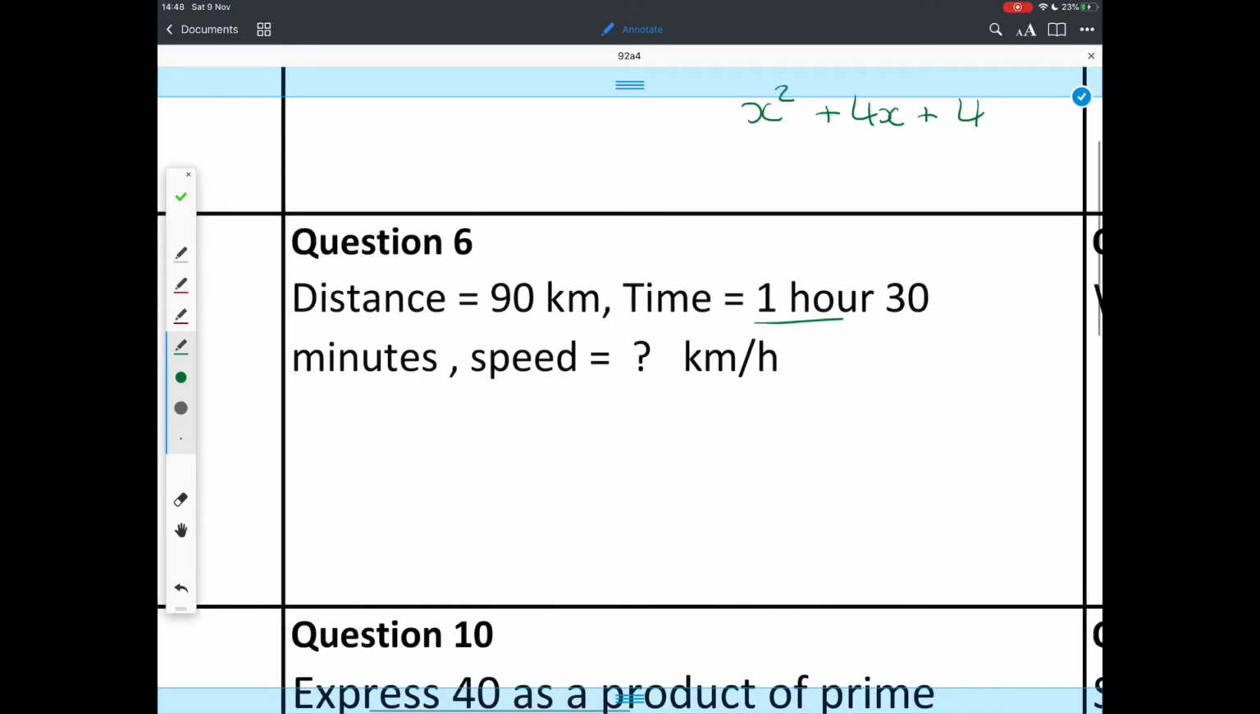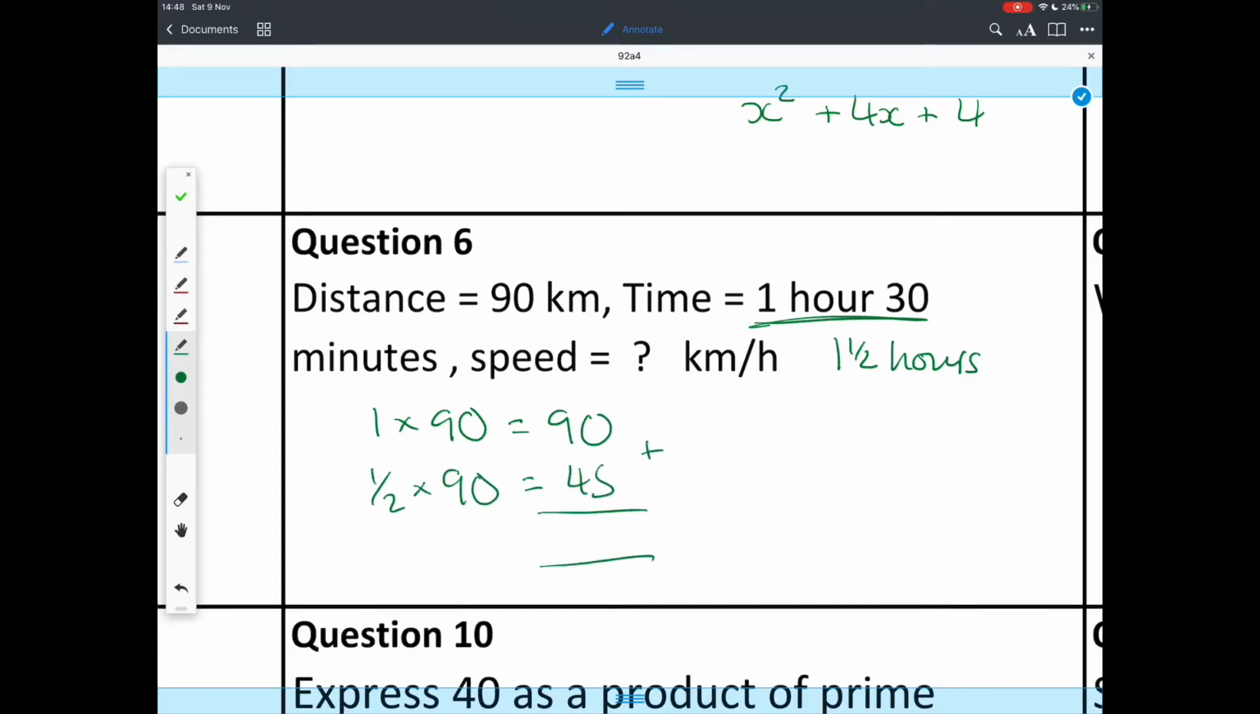And on the next question, 1 hour 30 is 1.5 hours. So I want 1.5 lots of 90. So 1 lot of 90 is obviously 90. A half of 90 is 45. 90 add 45 is 135 kilometres per hour. Okay?